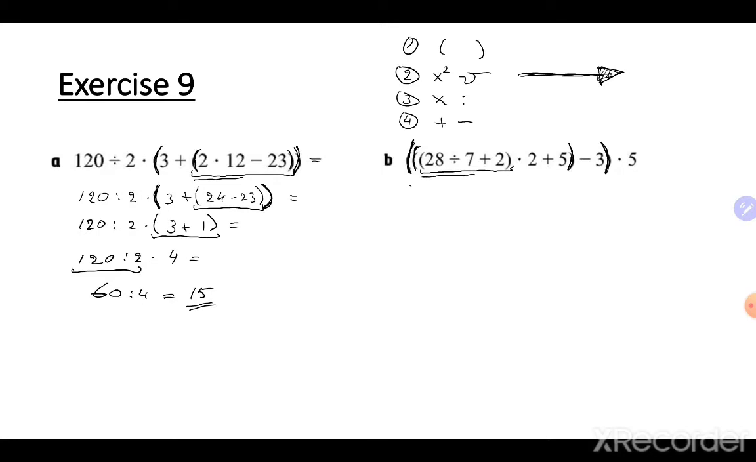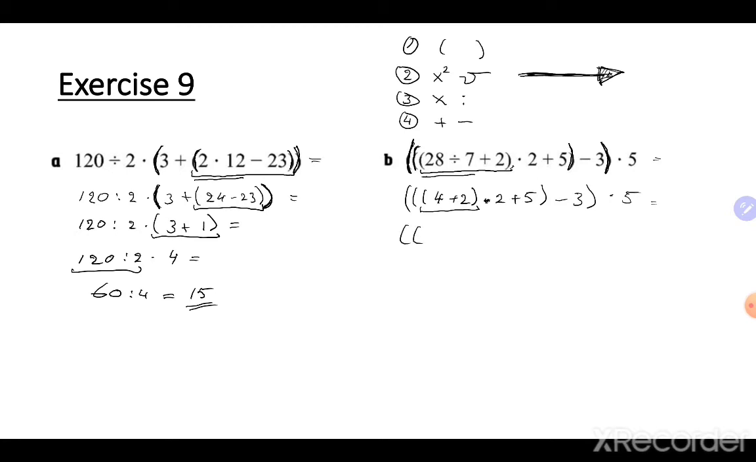Yeah, so I'm gonna open the brackets 3 times. 28 divided by 7 is 4, and then plus 2. I'm gonna close the bracket, times 2, and then plus 5, close the bracket again, minus 3, close the bracket again, and times 5. Okay, then we're gonna solve the 4 plus 2, that's 6.